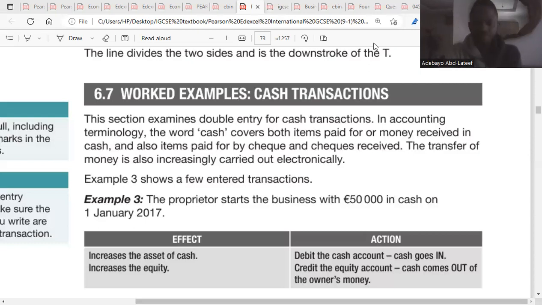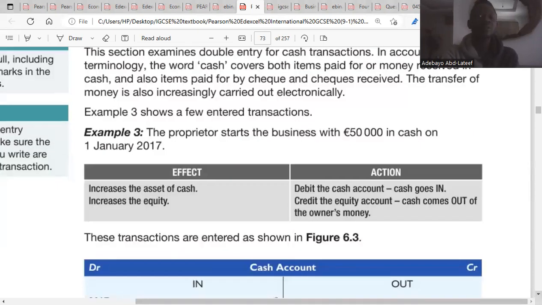Here they said the proprietor starts the business with $50,000 in cash on January 1. The proprietor, that's the owner of the business, has started the business with $50,000 cash, which means we're going to have double entry here. We're going to have our cash account increased by 50,000 by the capital. Capital is the owner of the business. The amount of money the owner has given to the business, that's capital.